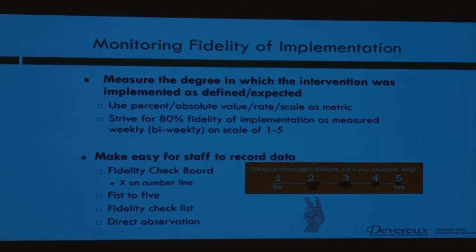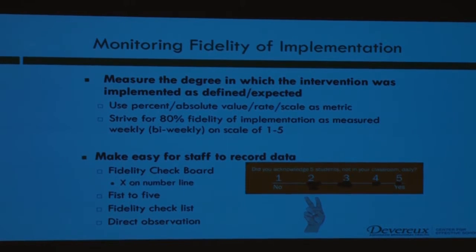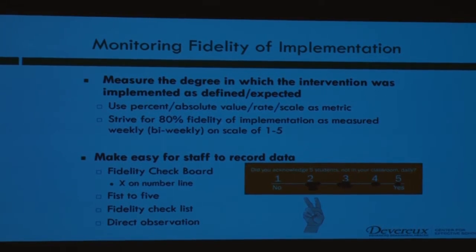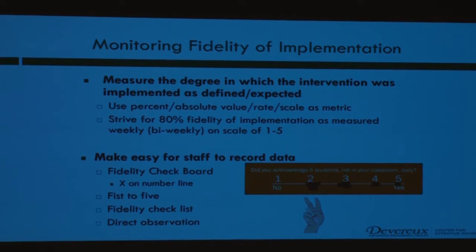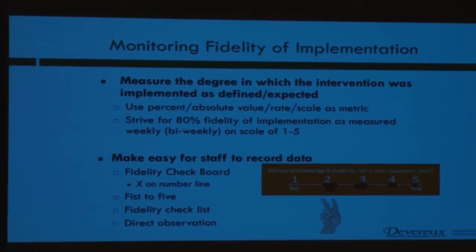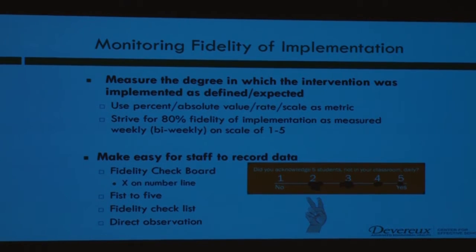Direct observation is another opportunity. But I don't know about you, we don't have a whole lot of extra people that can just run in and observe all 70 of your staff in a week or in a month. So this one's a little more time consuming. You get really good information, but it's not always feasible. So consider that when you are trying to decide what your plan for fidelity will be.